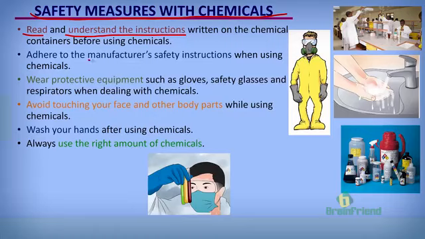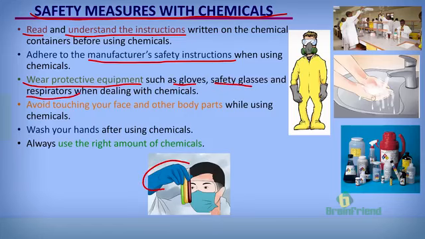Also adhere to the manufacturer's safety instructions. That's keep to the safety instructions. Wear protective equipment such as gloves, as you can see, safety glasses, and respirator when using chemicals. There are other protective equipment you can also wear. It depends on the kind of chemicals you'll be working with. As you can see, this is someone working with chemicals. He's putting on gloves, glasses, and a nose mask, which is to help his respiration. This is in order to protect you from coming directly in contact with chemicals.